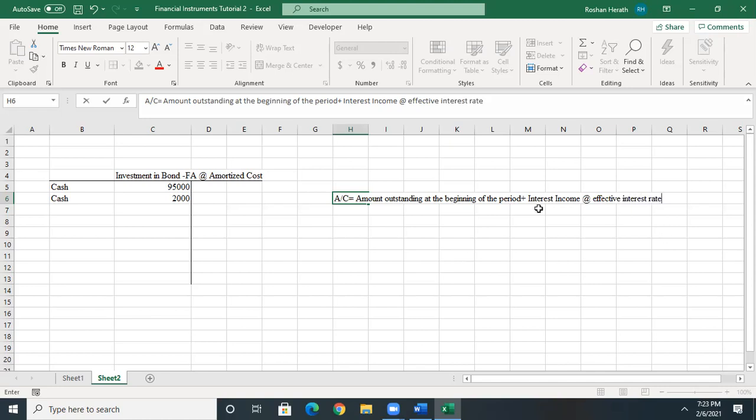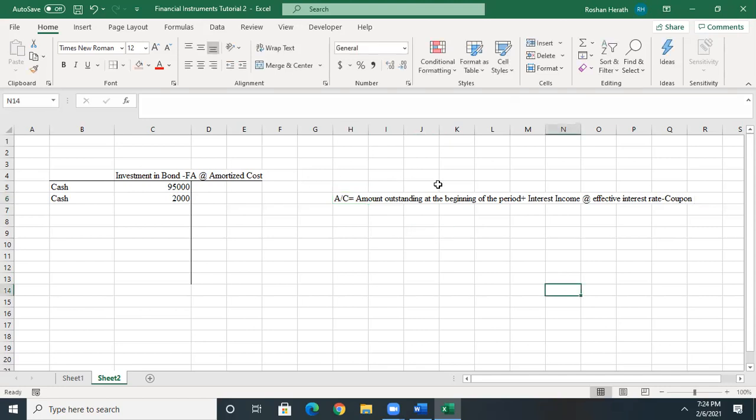Effective interest rate එකට interest income එක add කරන්නලු. Then deduct the coupon rate, coupon interest, yeah, coupon. It's a coupon. So what you get is amortized cost. That's it. Amortized cost කියන්නේ මේ විදිහට තමයි define කරන්නේ. Take the amount outstanding at the beginning of the period, apply the effective interest rate.